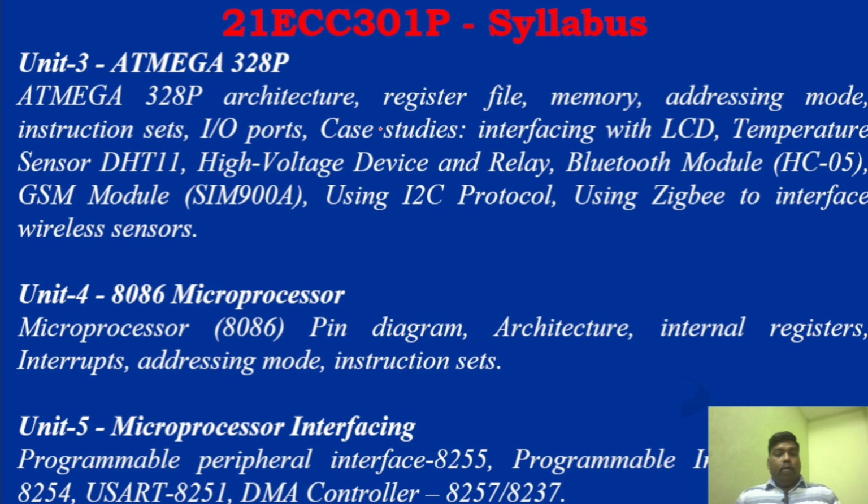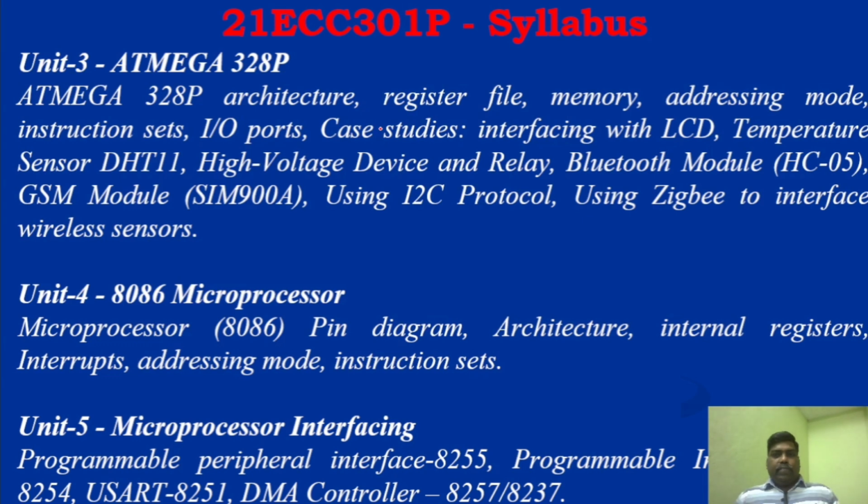And in unit 4, you'll study the 8086 microprocessor. Once again, the architecture, pin diagram, instruction set, and all those things. And in unit 5, you'll study microprocessor interfacing, right? So this is the overview of the syllabus, and we will start with the basics of microprocessor.